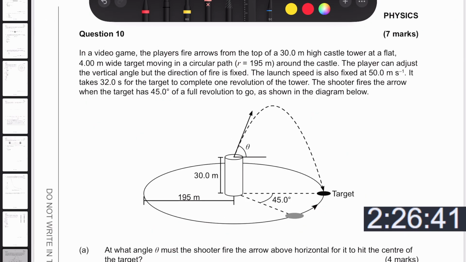In a video game, the players fire arrows from the top of a 30-meter high castle at a flat 4-meter wide target moving in a circular path with the radius of that. The players can adjust the vertical angle. Oh, but the direction of fire is fixed. Okay. The launch speed is also fixed at 50 meters per second. It takes 32 seconds for the target to complete one revolution of the tower. The shooter fires the arrow when the target has 45 degrees of a full revolution to go. What angle theta to the horizontal must the arrow have for it to hit the center of the target?